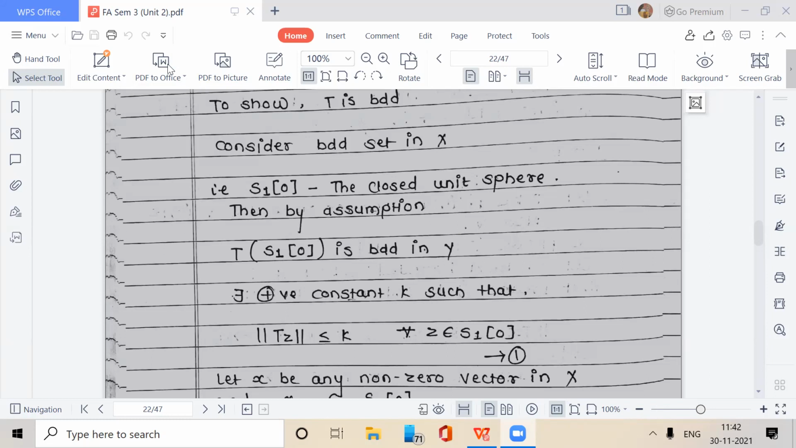Okay. Now the title is completed. Now we see the next title. Write next title: dual spaces with example.